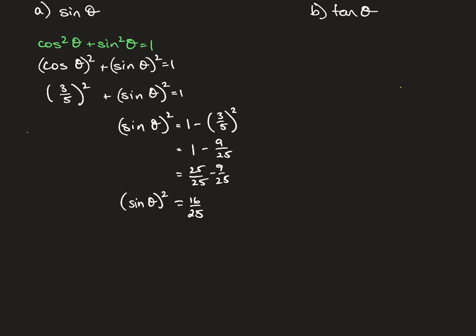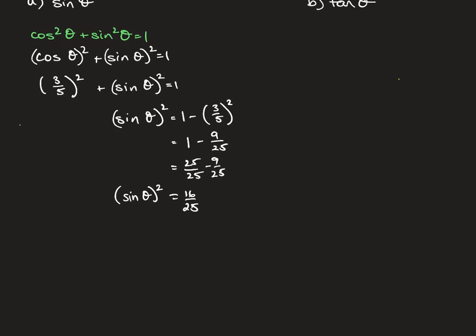So we're going to square root both sides. And when we square root sine theta squared, we're going to get the principal root, which is just sine theta. But on the other side, when we square root those numbers, we're going to get plus or minus the square root of 16 over 25, which is plus or minus 4 over 5. The square root of 16 is 4 and the square root of 25 is 5. So we've got that sine of theta is actually equal to 2 possible values.